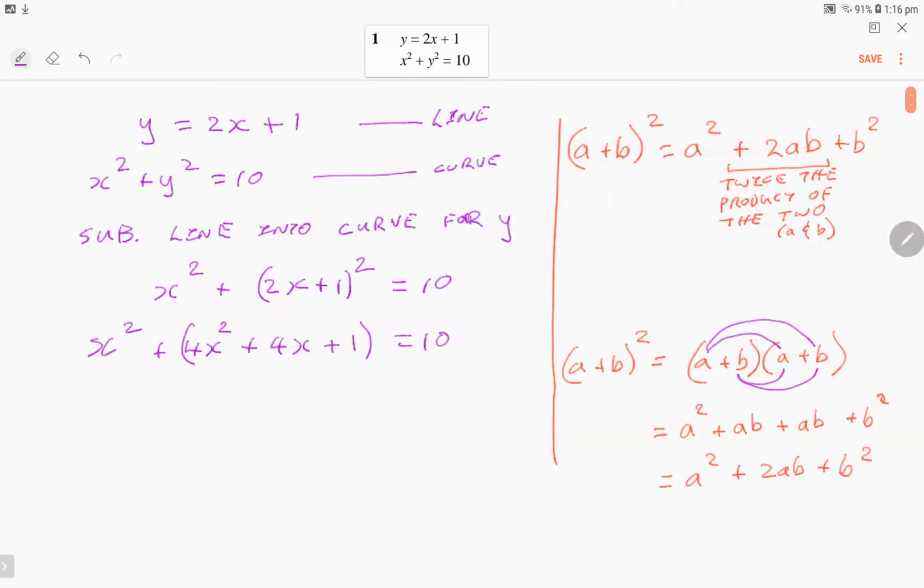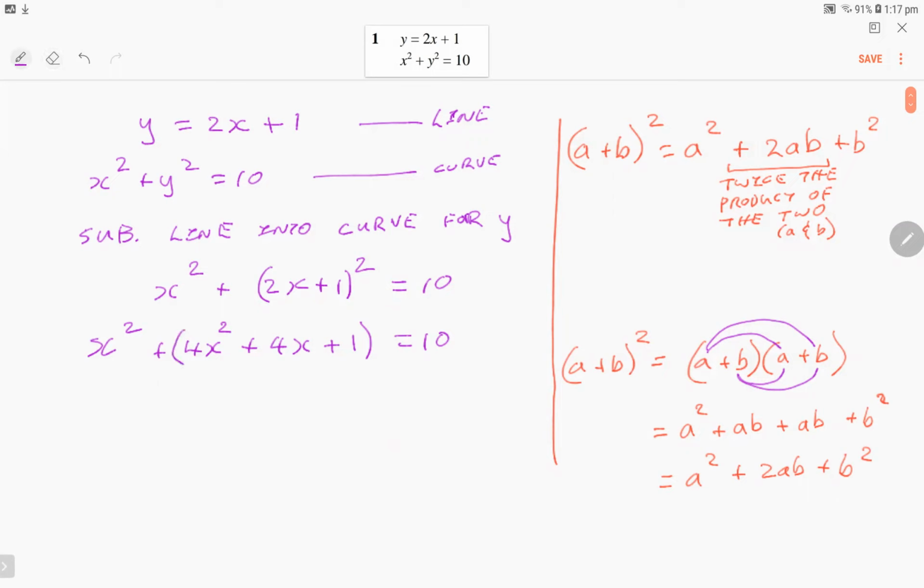All right? So far, so good. So this is first term squared. This is twice the product of the two. When we get twice the product of the two, we multiply the 2x times the 1 to get 2x, and then double it to 4x. And that's how we get the 4x. Multiply them first and then double what you get. That is all you do, twice the product of the two.